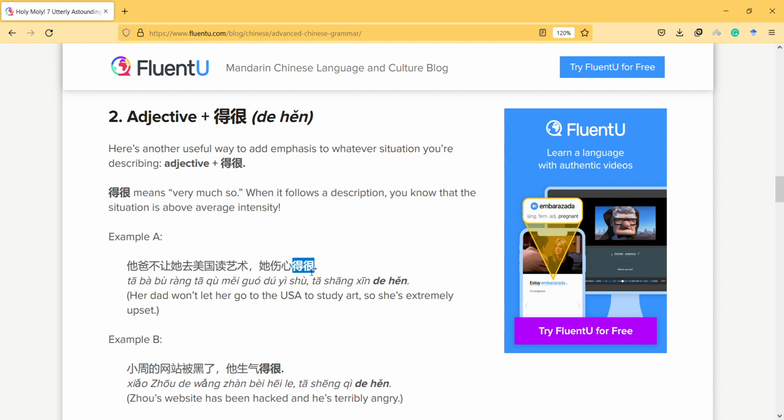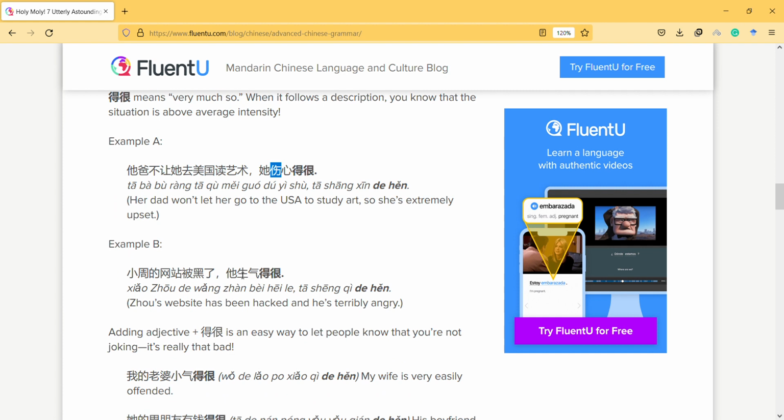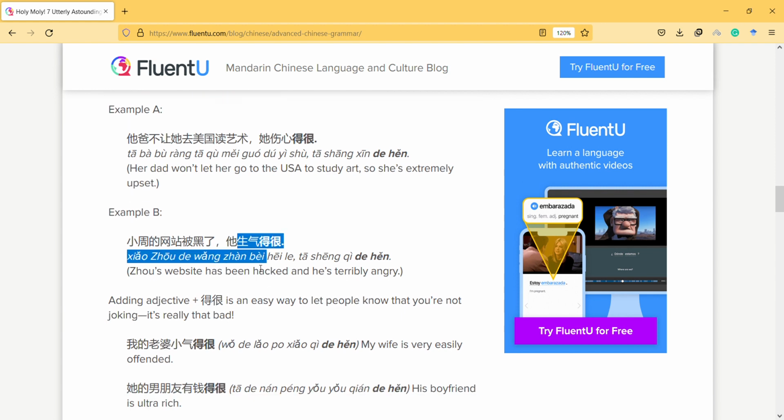But we use the hen after this adjective, right? It's interesting. Normally we do it the opposite, I guess. I'm not sure, but it's not important though. He's angry, so mad at that person, in this example.